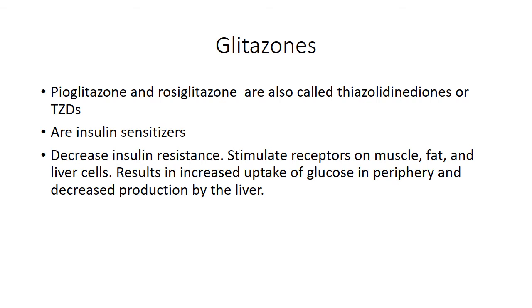They stimulate the receptors on the muscle, fat and the liver cells. You know that insulin receptors are present on muscle, fat and the liver cells. So glitazones stimulate these receptors to the action of present insulin. So this results in increased uptake of glucose in the periphery and decreased production of glucose by the liver. So they are going to decrease the blood glucose level. They are insulin sensitizers. You may be asked a question, write down the names of the drugs which are insulin sensitizers. So glitazones, you will.